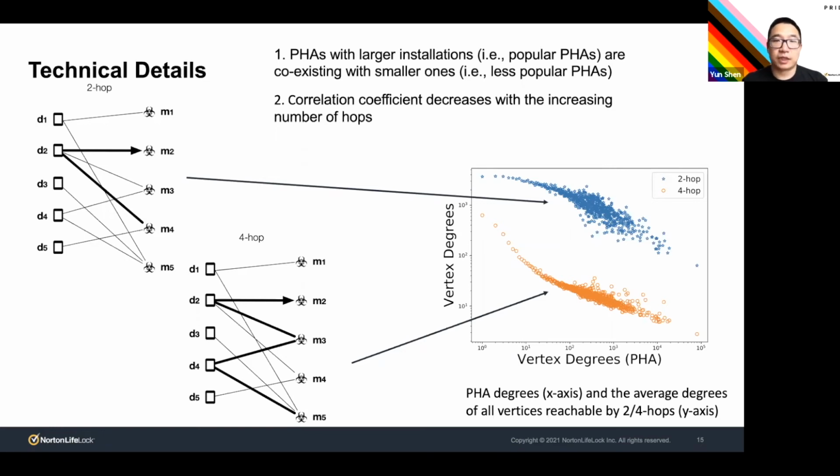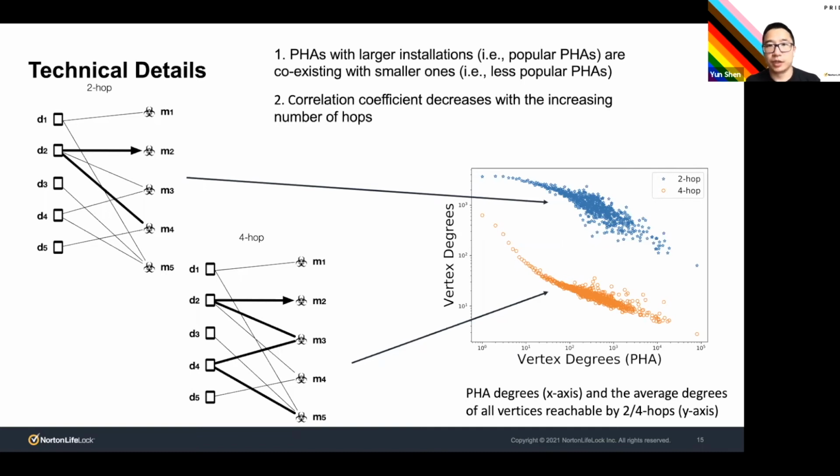We found that the PHAs with larger installations, that means the PHA is present on a large number of devices, coexist with smaller ones, like less popular PHAs. And the second thing is that the more hops I take, the correlation coefficient between the PHA degrees and the average degrees reachable decreases for 4 hops compared to 2 hops.